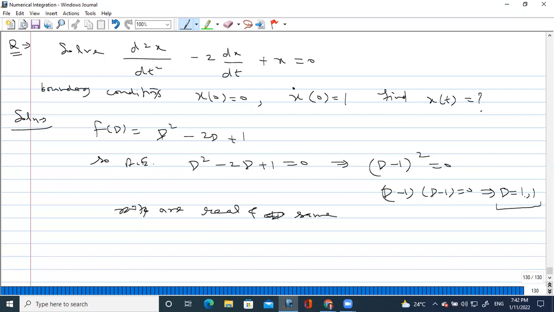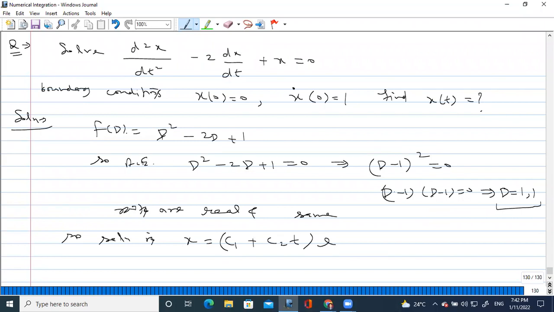So once the root is repeated, your constant will be c1 plus c2 into x, like that. So the solution is y equal to (c1 plus c2 t) e to the power mt. Sorry, in place of y we have to write x. x will be (c1 plus c2 t) e to the power mt.